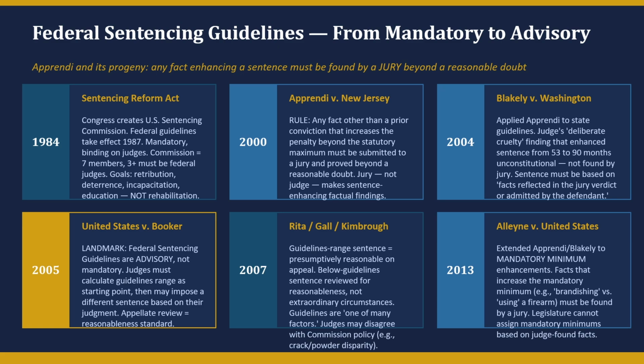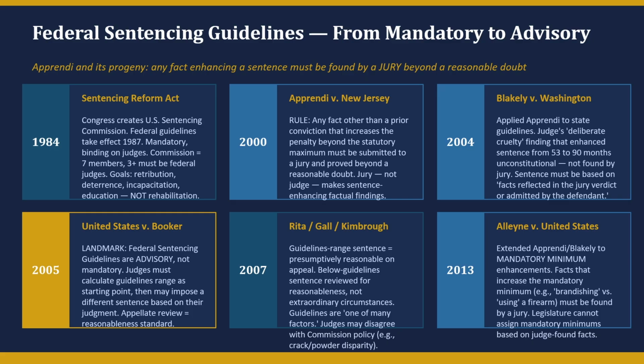The trio of cases from 2007, Rita, Gall, and Kimbrough, fleshed out the new advisory regime. A sentence within the guidelines range is presumptively reasonable on appeal, though not automatically so. A sentence outside the guidelines is not presumptively unreasonable, but will be reviewed for reasonableness. Appellate courts must give substantial deference to trial judges who can see the defendant and the evidence firsthand. And in Kimbrough, the court held that a judge may disagree with a commission policy judgment, like the disparity between crack and powder cocaine, and impose a below-guidelines sentence on that basis.